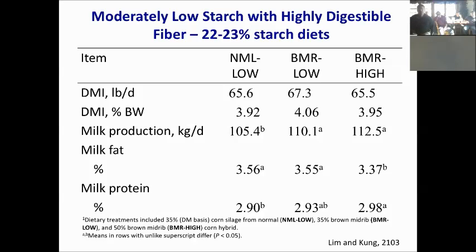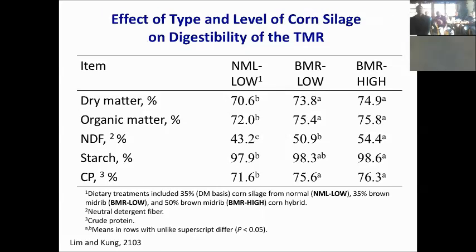So the values that you see here are the average between 90 and 200 days in milk, and they're quite good, I think. And when you look at total tract digestibility, so actually taking fecal samples from these cows, you can see we have quite high organic matter digestibilities. NDF digestibility is significantly higher with the BMRs, as you would expect, and starch digestibilities for the whole tract are all around 98% or higher, which is pretty much where people would like to see diets.